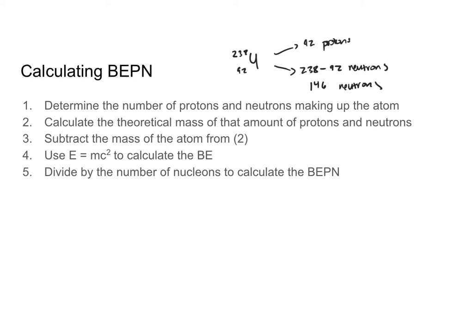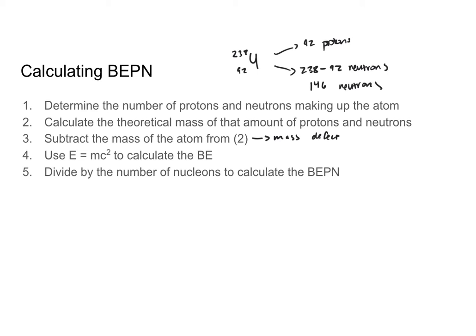So what we're going to do then is subtract the mass that we find of our protons and our neutrons from the actual mass of a uranium nucleus. That gives us our mass defect, because that's the mass of protons and neutrons that has been transformed into energy to keep that nucleus bound together.